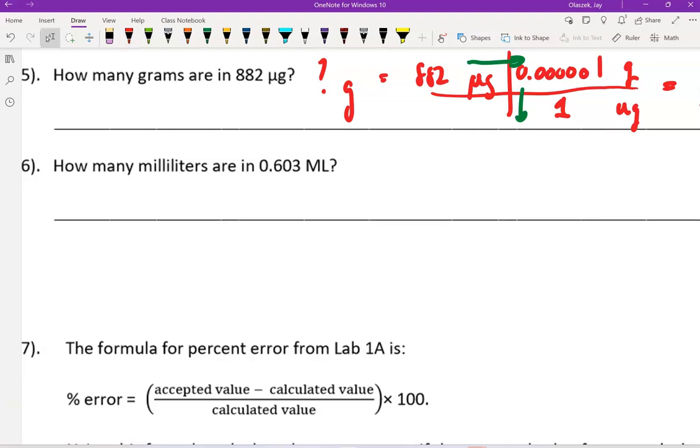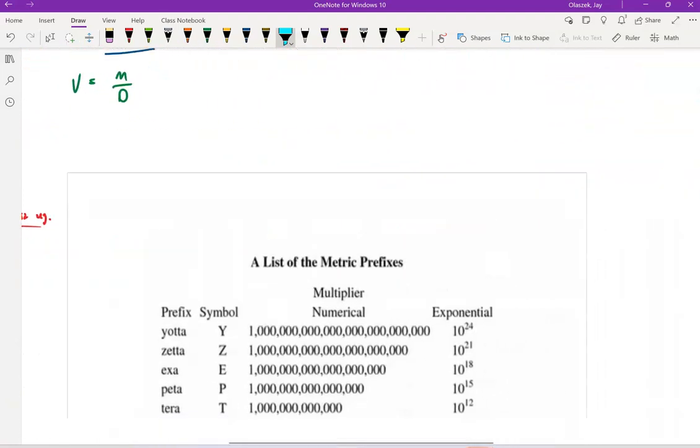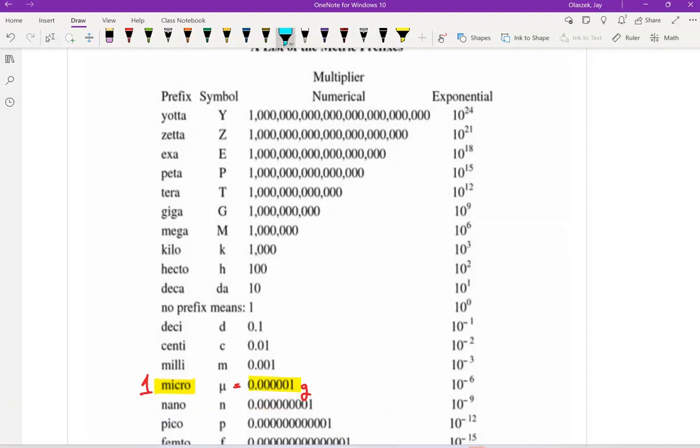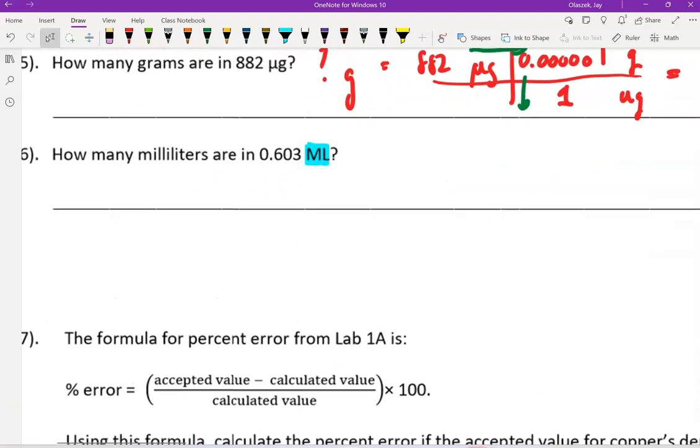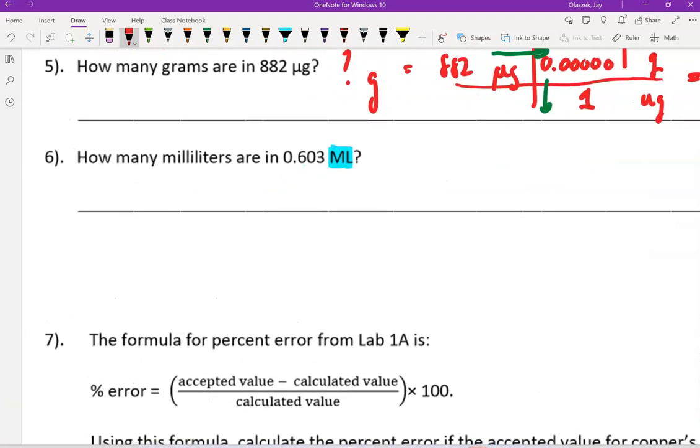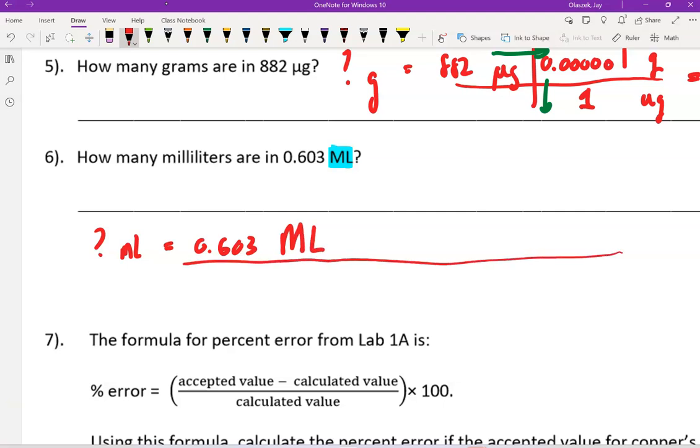Here's another one. How many milliliters are 0.603 megaliters? Uh-oh, what's this big M? That's something called mega. You see that here. Mega is right there. And what this tells you is that 1 mega anything is 1 million of that thing. So we're not going to go directly from milliliters to megaliters. That tends to get a little weird. So here's how we're going to do this. We're going to set this up by asking how many milliliters are the equivalent of 0.603 megaliters.